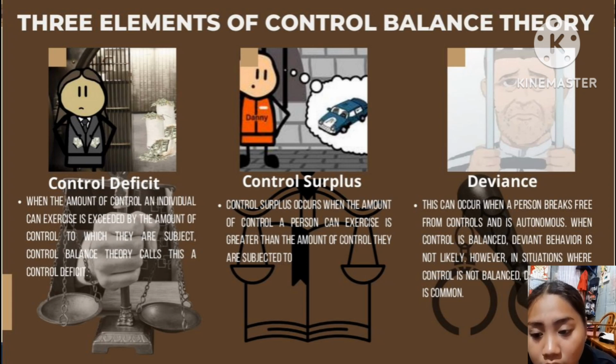Next is yung control surplus. Control surplus occurs when the amount of control a person can exercise is greater than the amount of control they are subjected to. This happens kapag yung kakayahan mo na kontrolin ng isang individual na gawin ng isang bagay ay mas mataas sa amount of control na kaya niyang gawin. For example, may isang politician na ginagamit ng isang corporation because of his ability to influence policy changes. Kasi syempre kapag ka-politicians ka, you have the probability or the ability to control or to change policies.